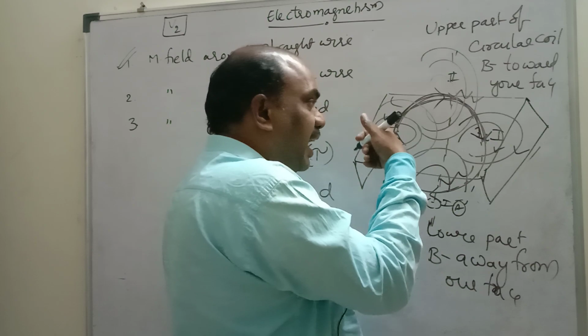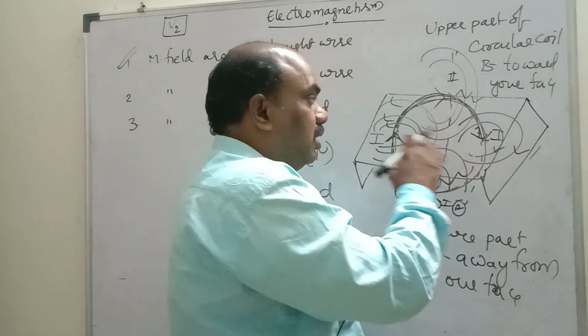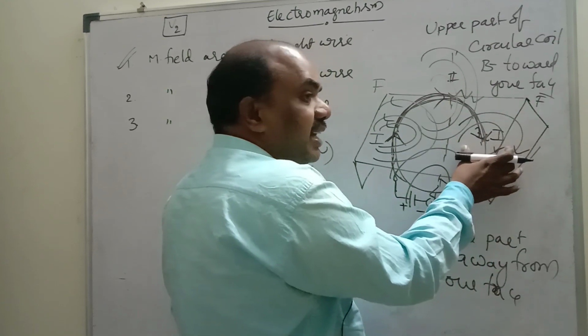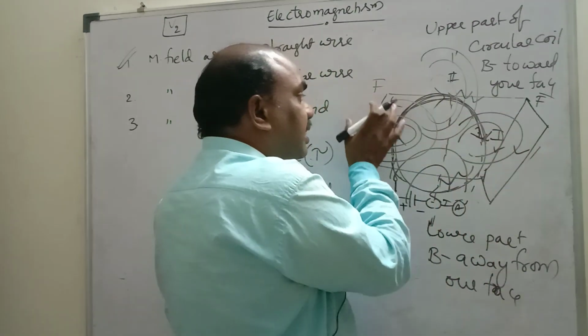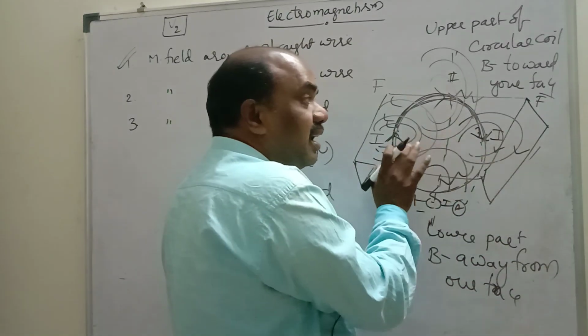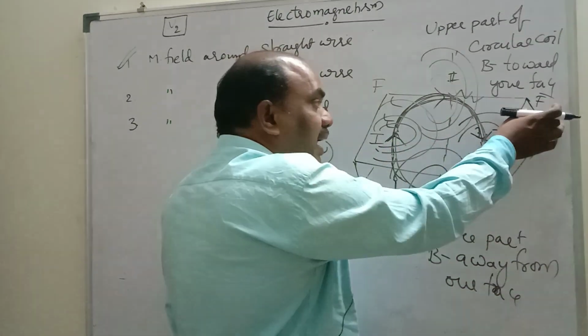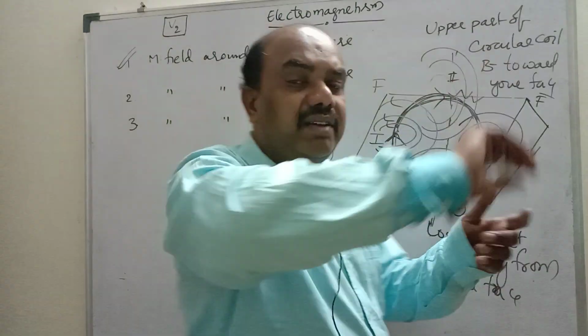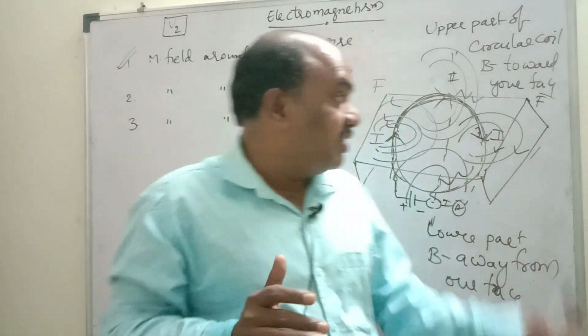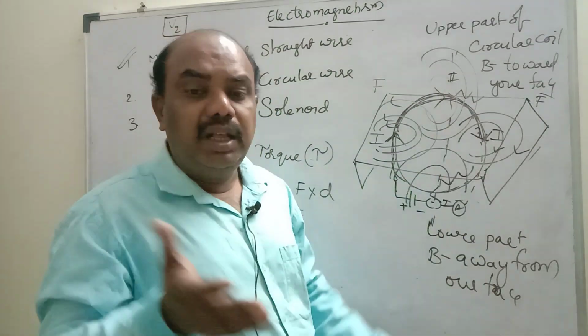Two equal and opposite forces: here the force is anti-clockwise, here the force is clockwise. These two forces have the same magnitude. Let us consider 10 Newton force is applied here, and on this side also 10 Newton force is applied, but the two directions are opposite. Two equal and opposite forces act on a coil, so a turning effect takes place if you pivot it on a metal rod.